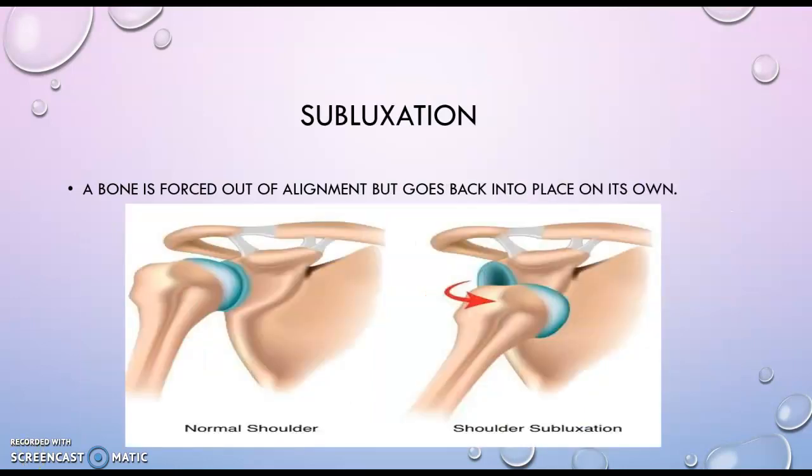A subluxation is a bone forced out of alignment, but it actually goes right back into place on its own. Most commonly this is seen in the shoulder, but can be found in any of the joints that dislocate.